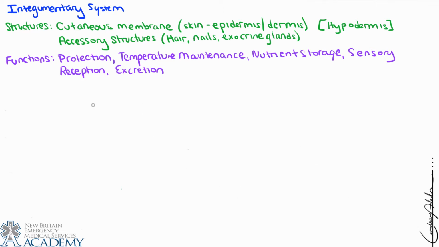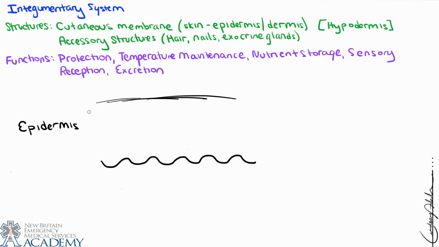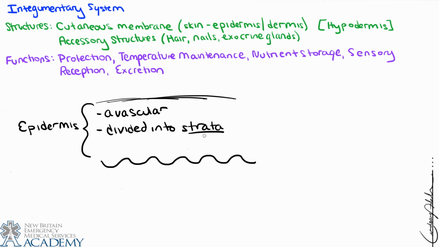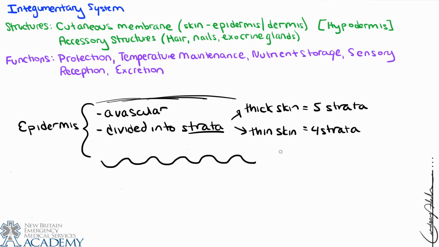Let's start off by considering the cutaneous membrane, the layers that make up the cutaneous membrane. From the most outside or exterior of the body, we have the epidermis, and the epidermis is avascular, meaning that there are no blood vessels that run through this layer. All the blood vessels are actually deeper in the dermis. The epidermis is divided into strata, and the word strata is just basically sort of a fancy word for layer. And there are two types of skin: thick skin, which is 5 strata, and thin skin, which is 4 strata.